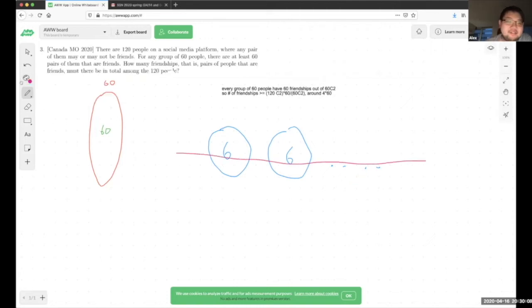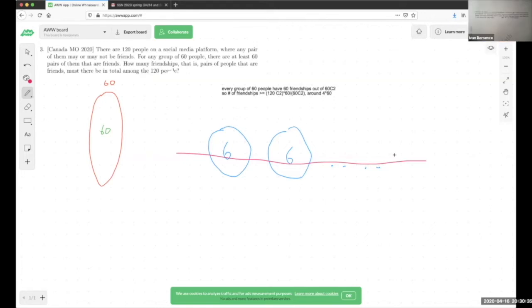Say there's 3 on the top and 3 on the bottom. If each clique of 6 people has everyone friends with each other, and you split it in half like this, then the top half will have basically 20 triangles, and the bottom half will also have 20 triangles, which gives you 60 friendships on the top and the bottom. So this is the equality case.